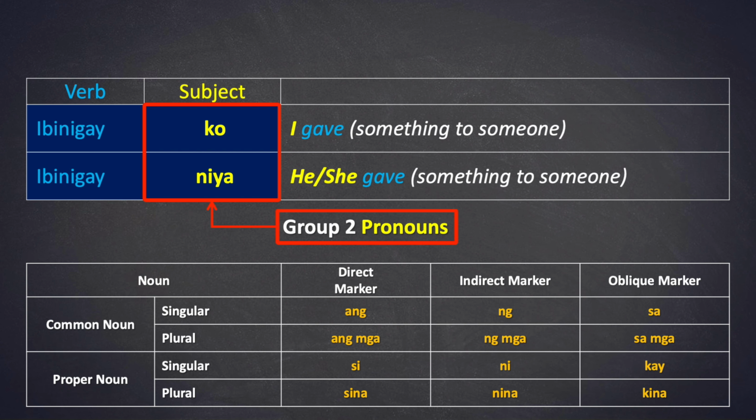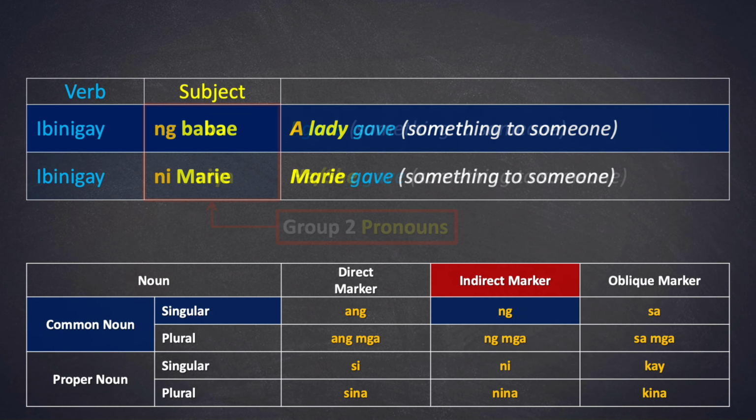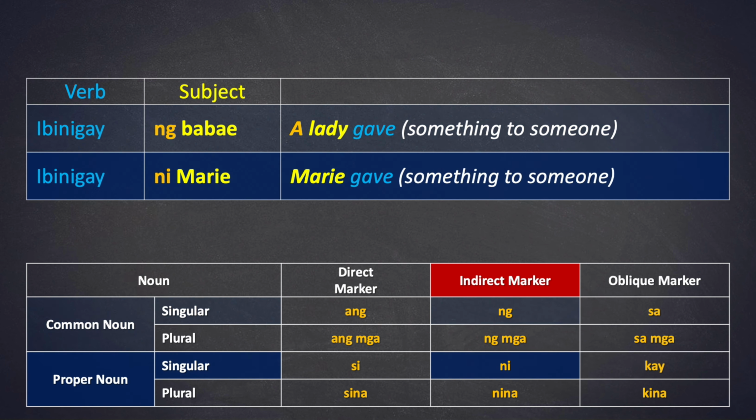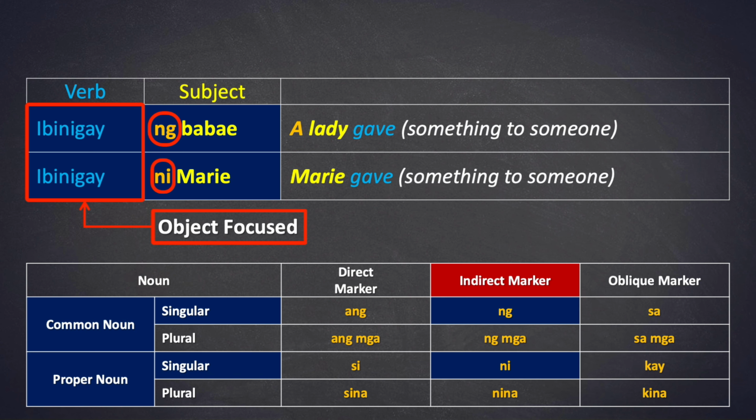Now, let's use the indirect markers ng and ni. Ibinigay ng babae. A lady gave something to someone. Ibinigay ni Marie. Marie gave something to someone. As you can see, the indirect markers ng and ni work well with the verb ibigay, an object-focused verb.